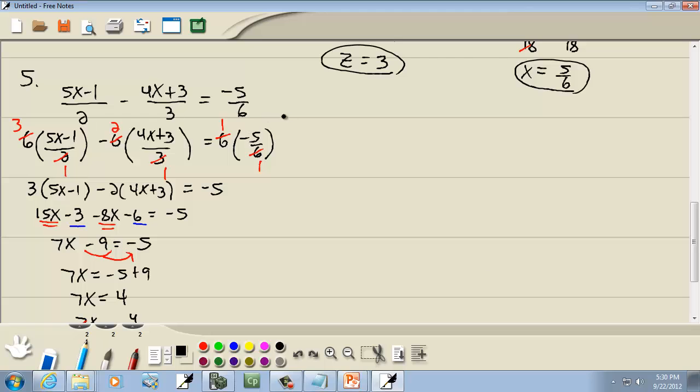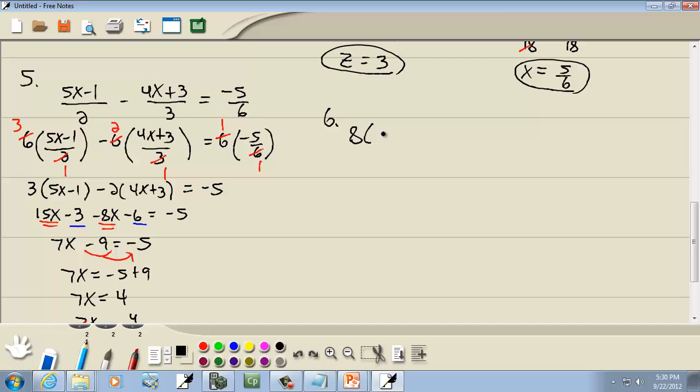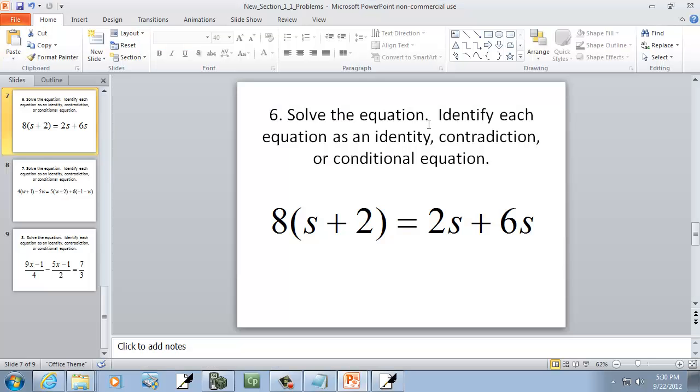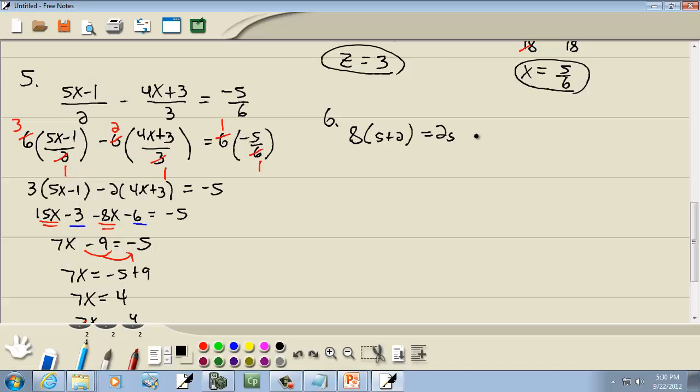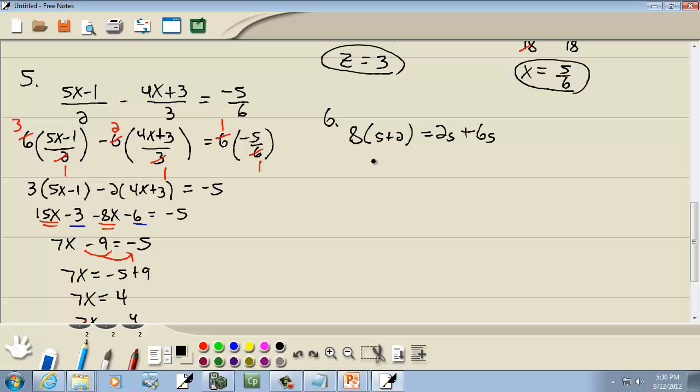Let's take a look at the next problem. We've got 8 times the quantity s plus 2 equals 2s plus 6s. And the instructions say solve the equation. That's what we'll do first. Then it asks us to identify what type it is, and we'll talk more about that after we solve it. Okay, first thing I notice is combine together like terms on the right side. 2s plus 6s is 8s.